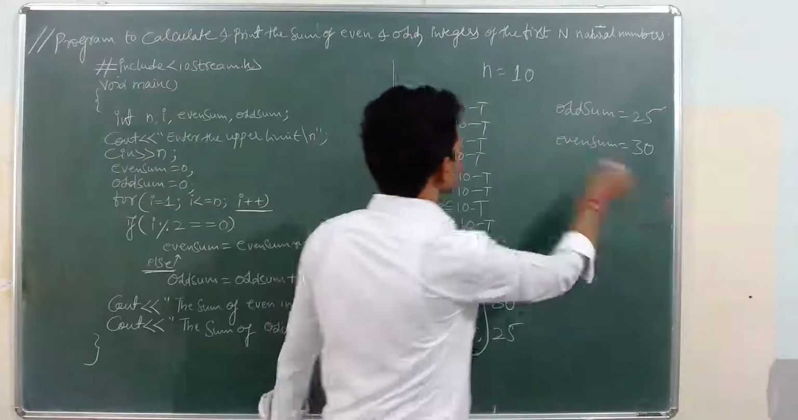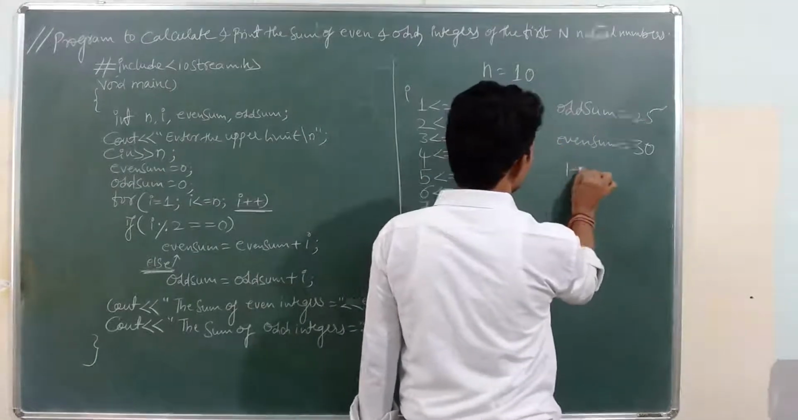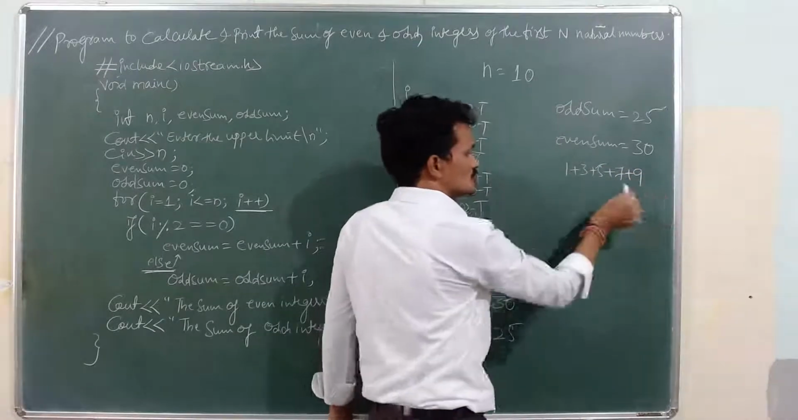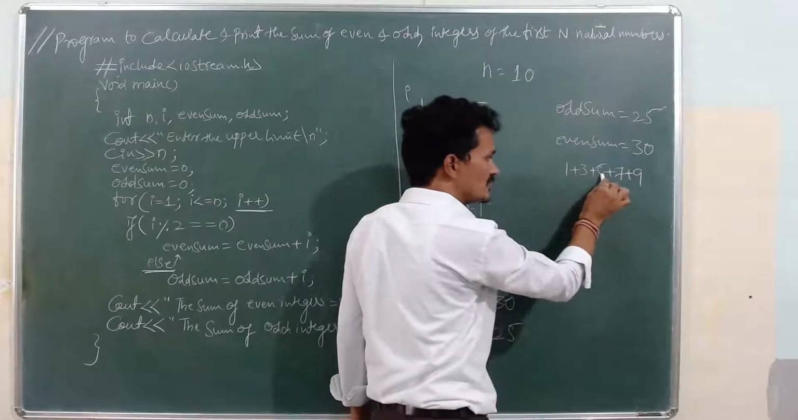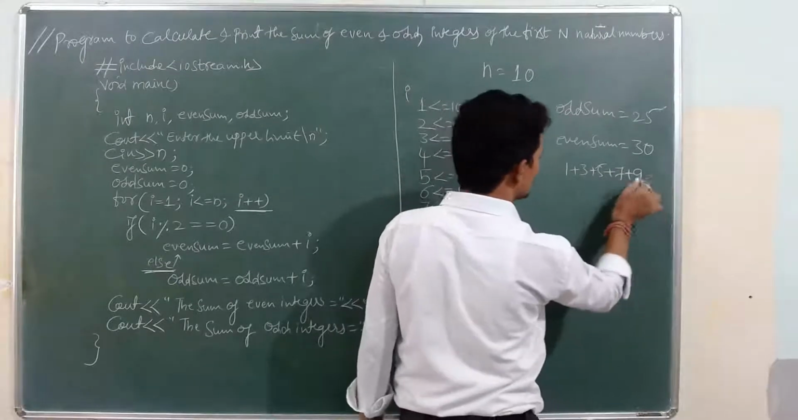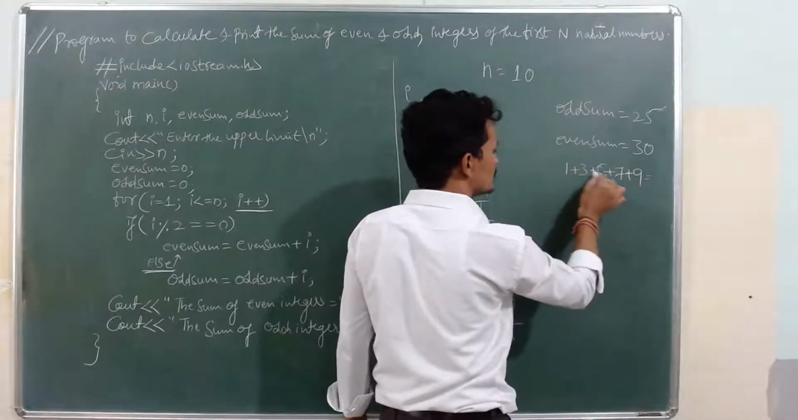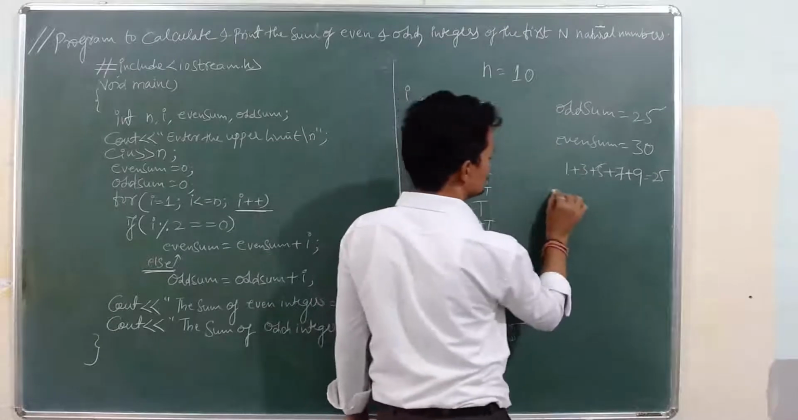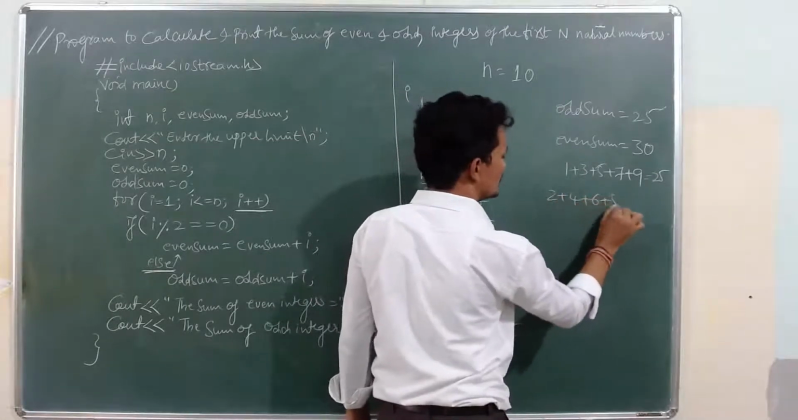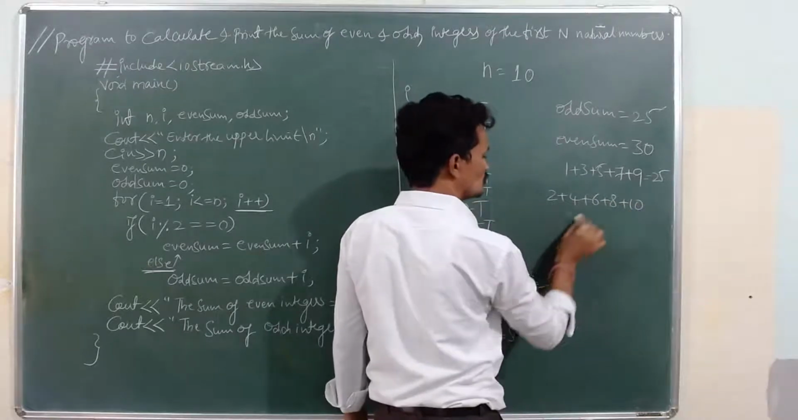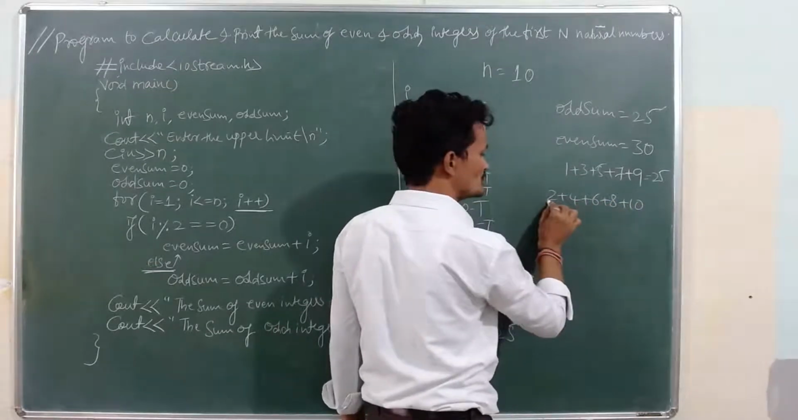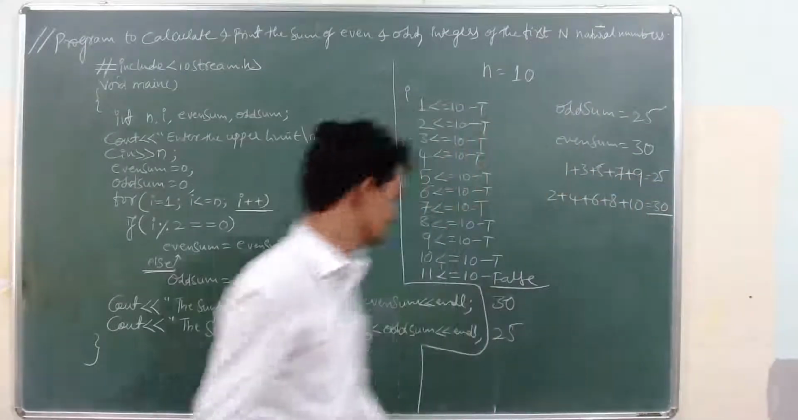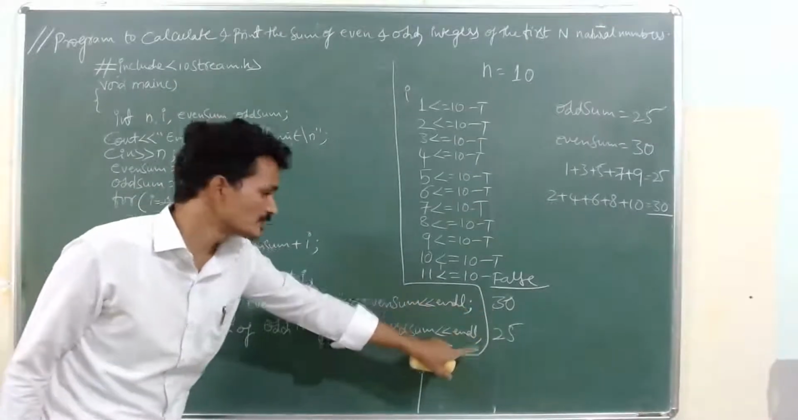So have a look here. I put 10. So 1 plus 3 plus 5 plus 7 plus 9. So 1 plus 3 is 4, 4 plus 5 is 9. Okay. You add all these figures, 9 plus 1 is 10, 10 plus 10 is 20, and it becomes 25 for odd. And for even sum, 2 plus 4 plus 6 plus 8 plus 10. So 6 plus 4 is 10, 8 plus 2 is 10, 10, 30. It will be 30. So that is what I got as the answer: 30 for even sum and 25 for odd sum.